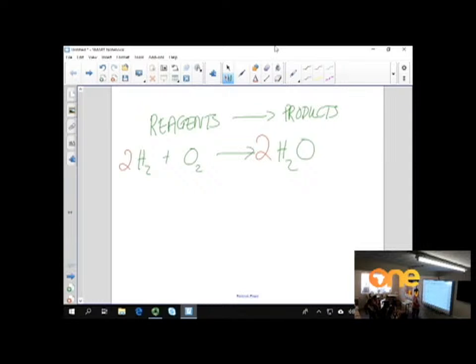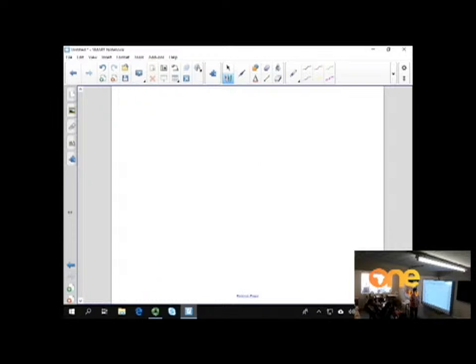Now we also indicate so-called state symbols, all right? That is just very simply a small letter S in brackets after the element or compound for solid, small letter L for liquid, small letter G for gas, and then when we have substances that are dissolved in water, we refer to them as being aqueous. All right. So, if we write some chemical reactions, I'm going to do 1 or 2 examples.